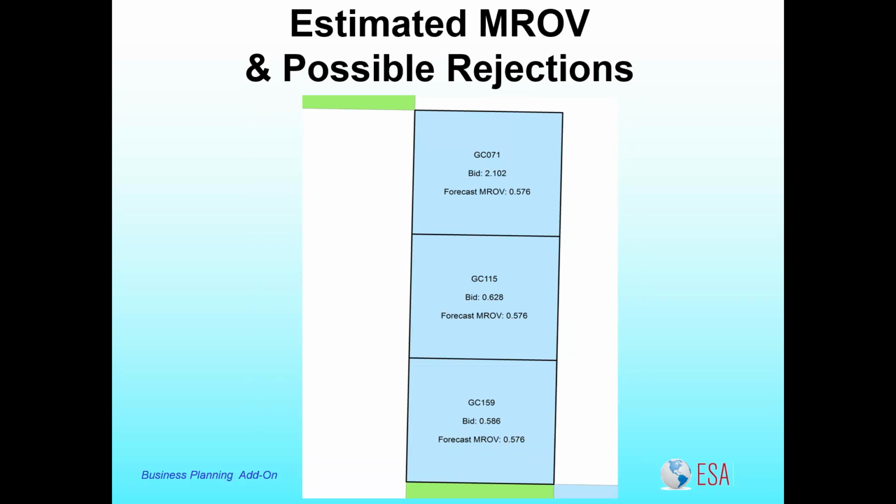And some other examples. These are ones where it looks like someone on this block bid significantly over our forecasted MRV. So if you're just trying to beat the government, that's a pretty high bid. Maybe you think there's going to be competition, so that's why you want to bid that much.